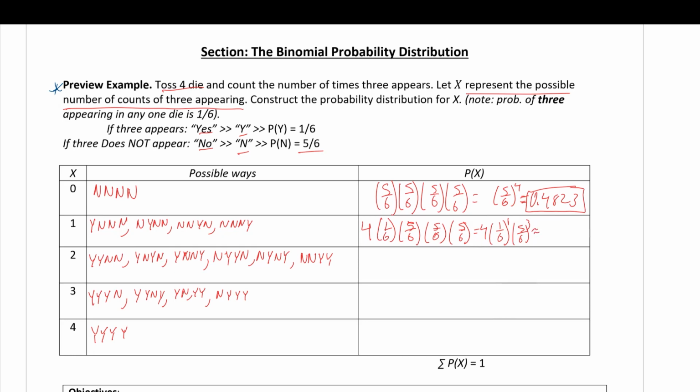Again, this will be approximately 0.3858.